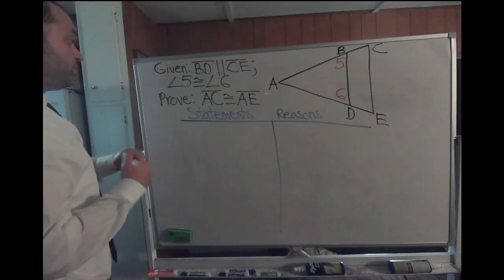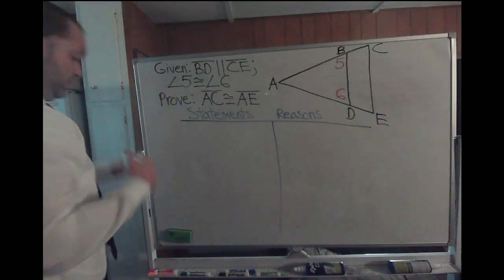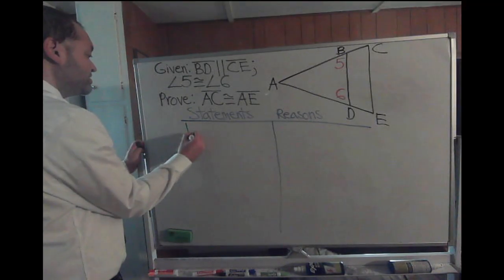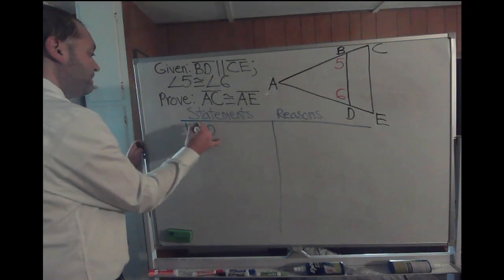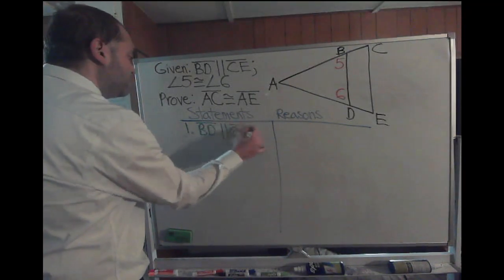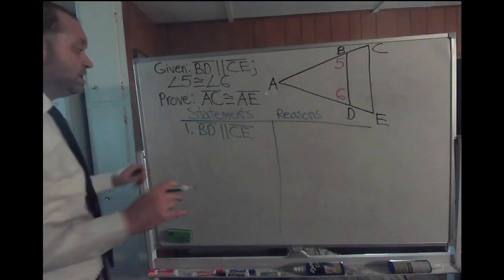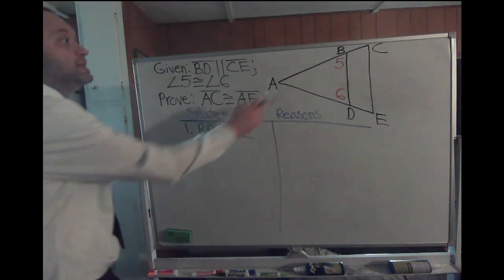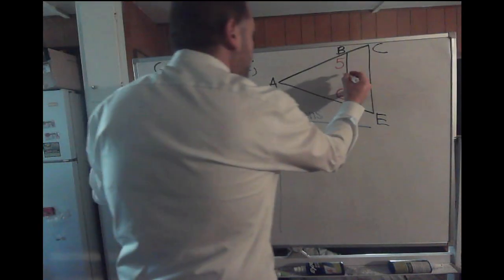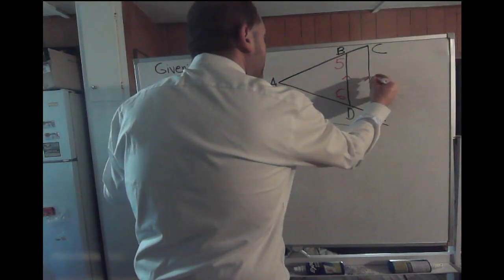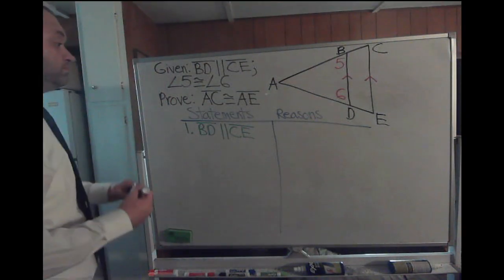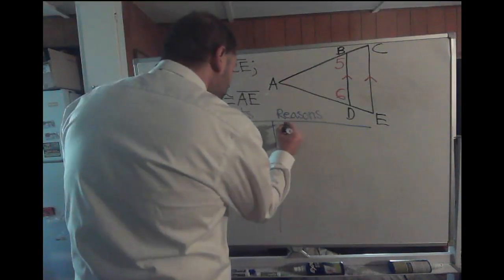Now, let's start with one piece of given information at a time. We're just going to start with the fact that BD is parallel to CE, right? You wouldn't want to use all your given information at once, in this particular one at least. BD is parallel to CE. In fact, I'll go ahead and mark that here on the diagram so we have it. So BD is parallel to CE. Okay. And of course, that was given to us.